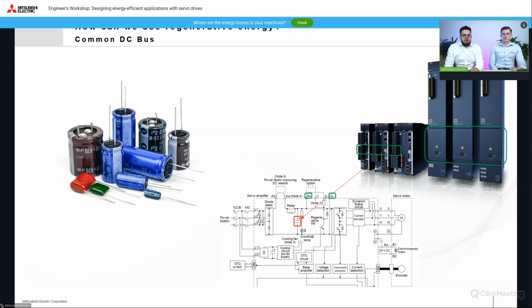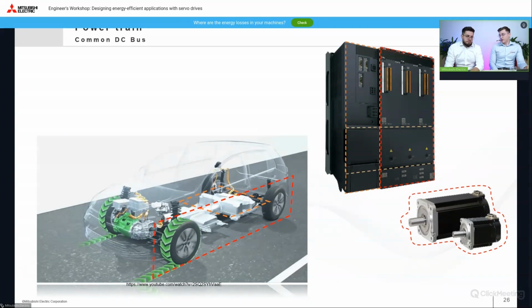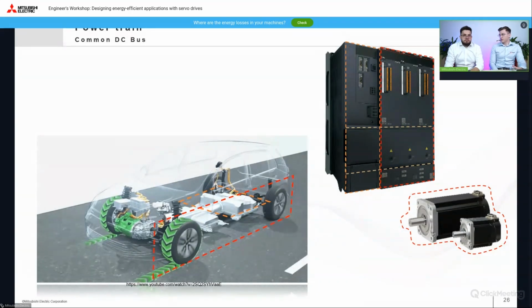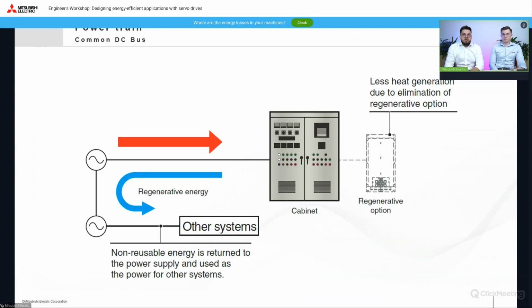Firstly, through a special circuit, we can easily transfer this energy to other amplifiers that need it at the moment. Besides, yes, we can store part of it in capacitors inside of the amplifier. Okay, so it's like a hybrid car that transfers braking energy and stores it in the battery, yes? But we have the capacitors inside, not the battery. Yes, but in servo drives, we have additional functionality. We can return the energy to the power grid.